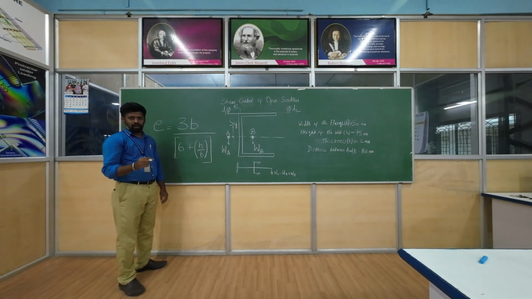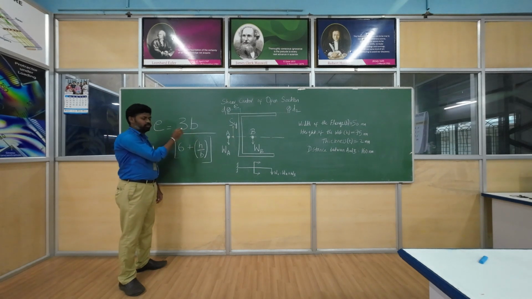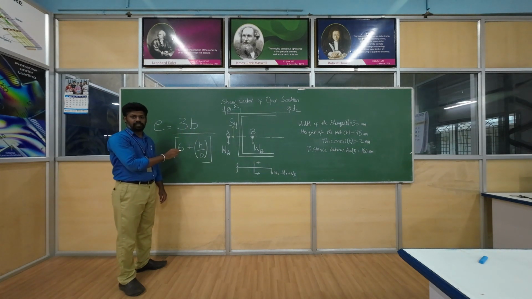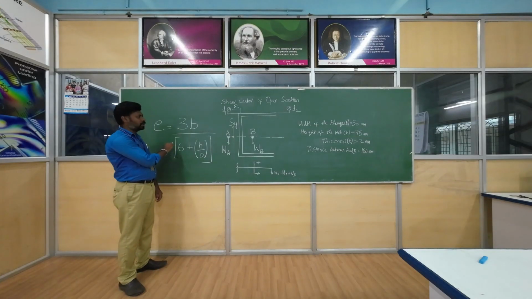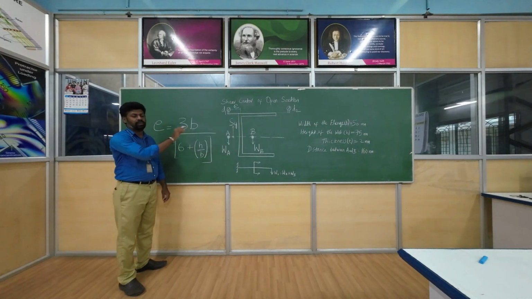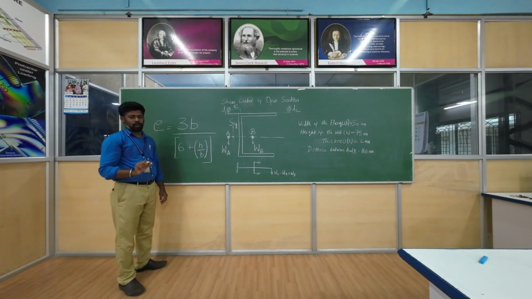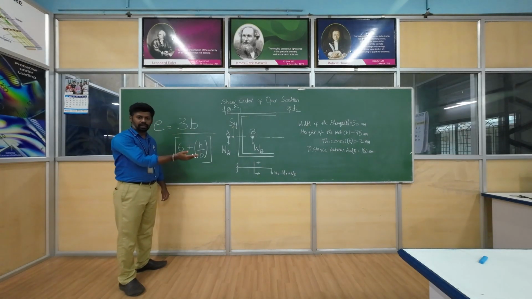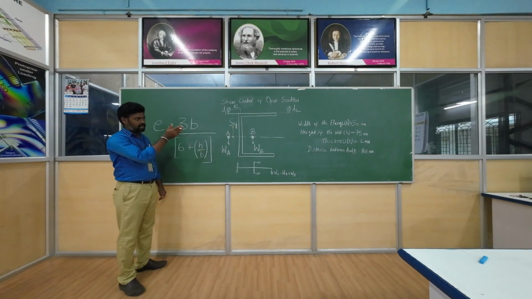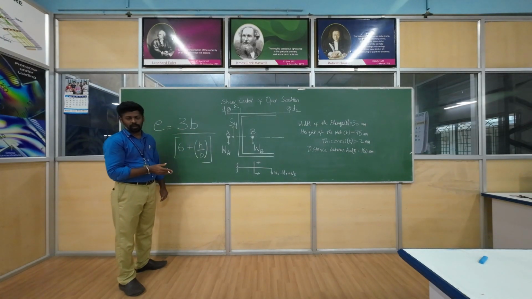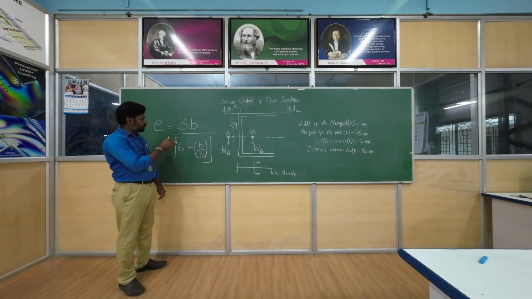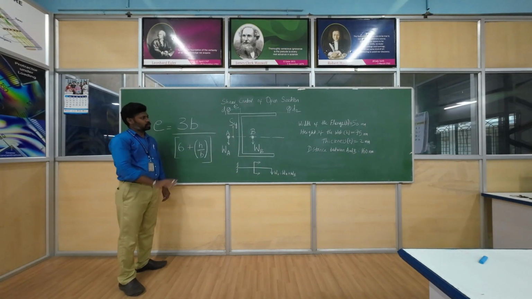So if we know the values of b and h, then it is possible for us to compute the shear center of the given channel section. Please make a note, this formula is only for a channel section. If I have a different section, then I have a different formula. So for a channel section, it is possible for us to compute the shear center theoretically.